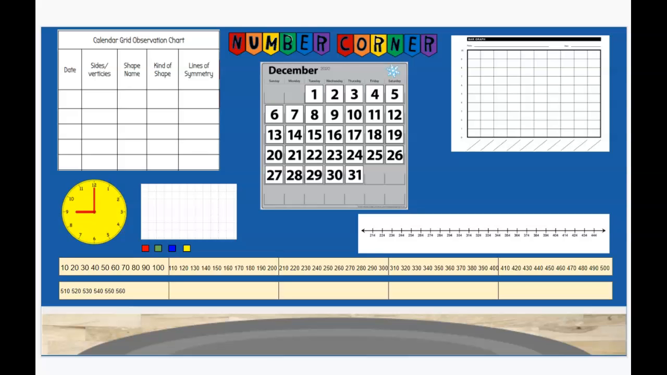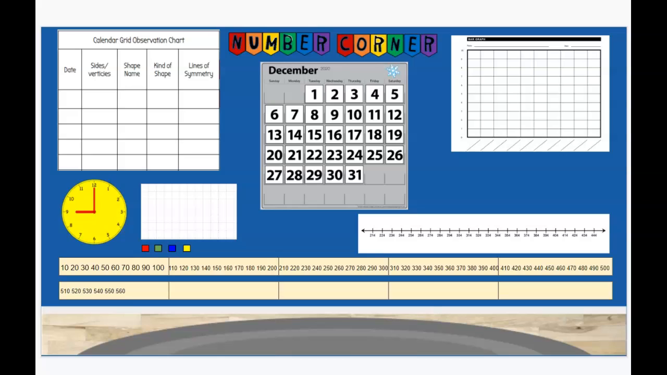For Number Corner today, we will be working on our computational fluency. Remember, someone who has computational fluency is someone who can work very quickly and easily with numbers. That's what we'll practice today while we look at our add 10 and add 9 facts.